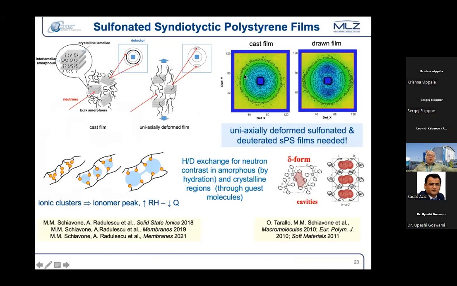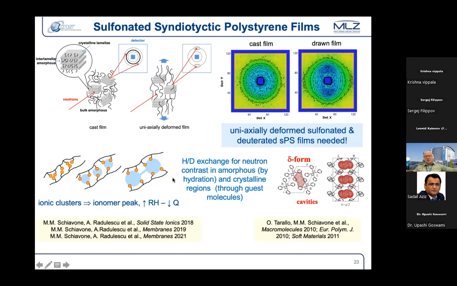So when we work with cast films, we don't see anything from such a complex material, which is additionally sulfonated in the amorphous region. So it's becoming hydrophilic. It absorbs water, increasing the relative humidity in the sample. Water clusters grow, and in the end they form water cylinders, water channels. So in order to understand such a complex morphology, we have to stretch, to actually deform the films in order to separate, on the two-dimensional detector, scattering contributions from different components at different scattering angles.